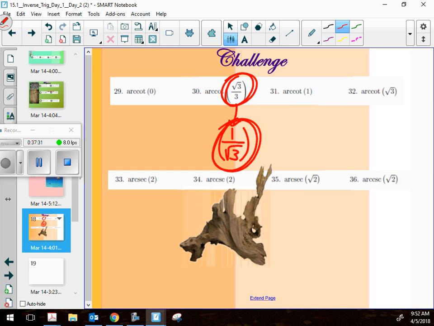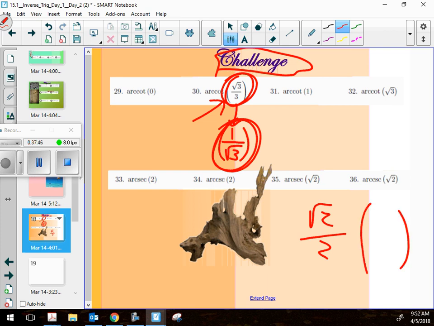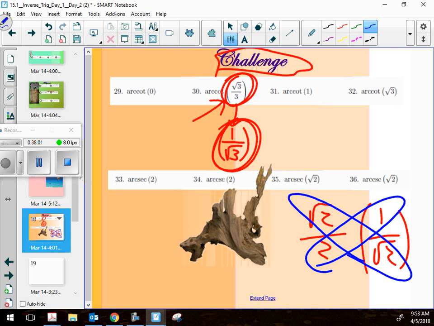It's probably why it's in the challenge section, but you need to know this because it comes up, especially in your homework. The other one that comes up a lot is root 2 over 2. Use logic. What would be the same as that, but with the root on the bottom? Yep, 1 over root 2. Somebody signed that to me. And if I wanted to be sure that I was right, do you know that you can cross multiply fractions, and if they're really equal, their cross products would be equal? 1 times 2 is 2, and the square root of 2 times the square root of 2 is the square root of 4, which is 2.